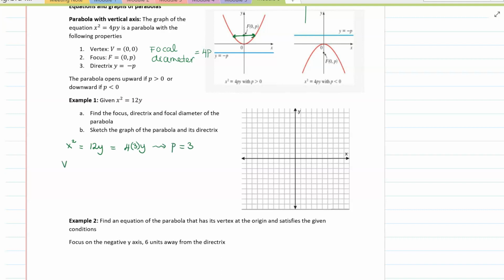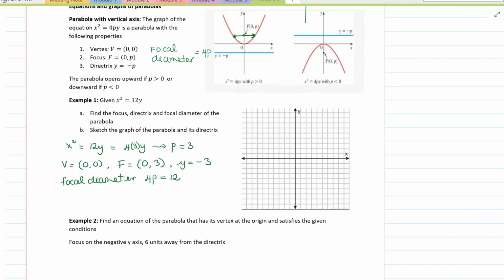So this parabola has the vertex at (0, 0), the focus equal to (0, 3), the directrix is y equal to negative 3, and the focal diameter, 4p, is equal to 12.